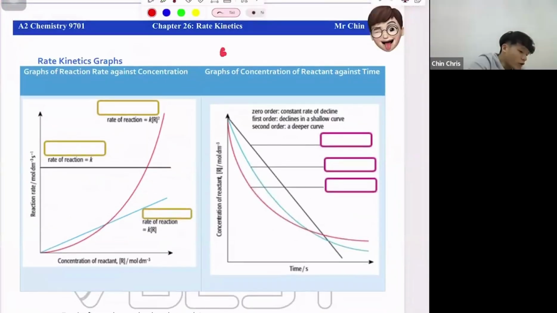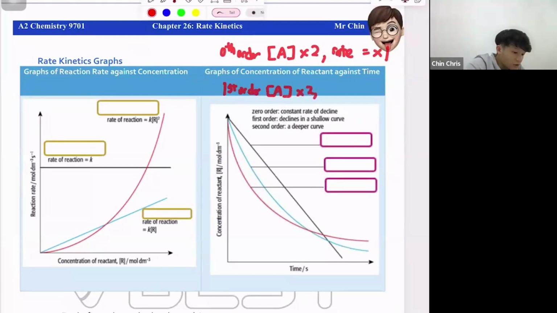What is zero order? Zero order means if the concentration of A doubles, what will happen to the rate? The rate will stay the same, right? What about first order? Concentration doubles, rate doubles, directly proportional, correct? What about second order? Concentration of A doubles, rate goes up 4 times. So this will be a power graph.